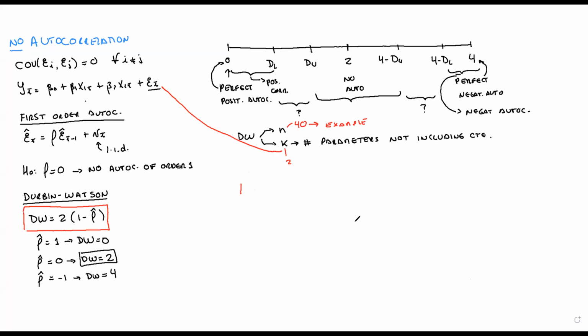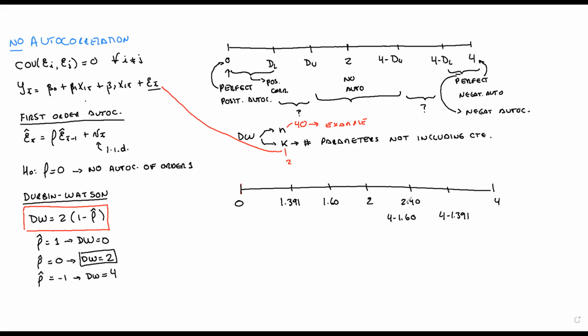So if I do now my line just to find the critical values, I know that this is four, I know that this is two, I know that this is zero. So DL was equal to 1.391, this was 1.6. This number here is going to be, sorry, my comma mistake, 4 minus 1.6. And this is going to be 4 minus 1.391. So this is going to be 2.4. And the other one is going to be 4 minus 1.391. It's going to be 2.609.